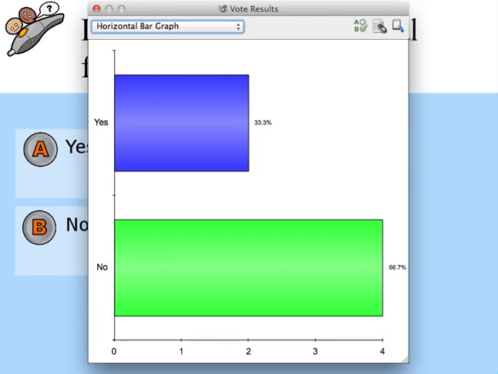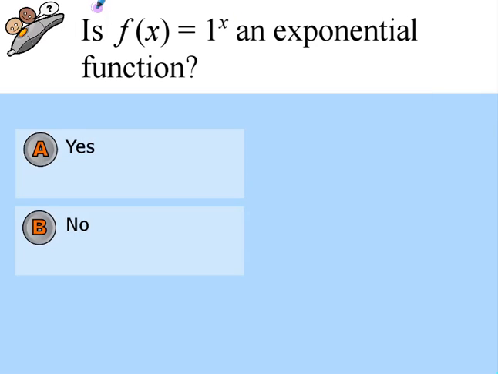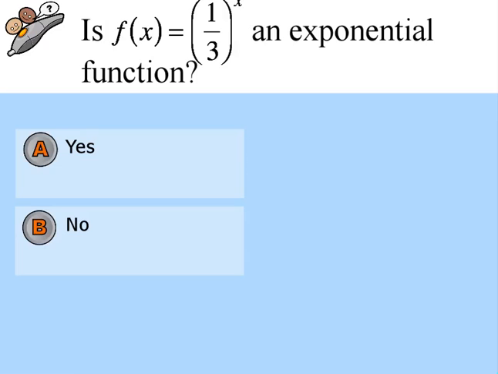No. Why is it no? Because b cannot equal 1. That is exactly right. Remember, b could not equal 1. That was on that. What about this one? Oops, sorry. Is f of x equals 1/3 to the x an exponential function?